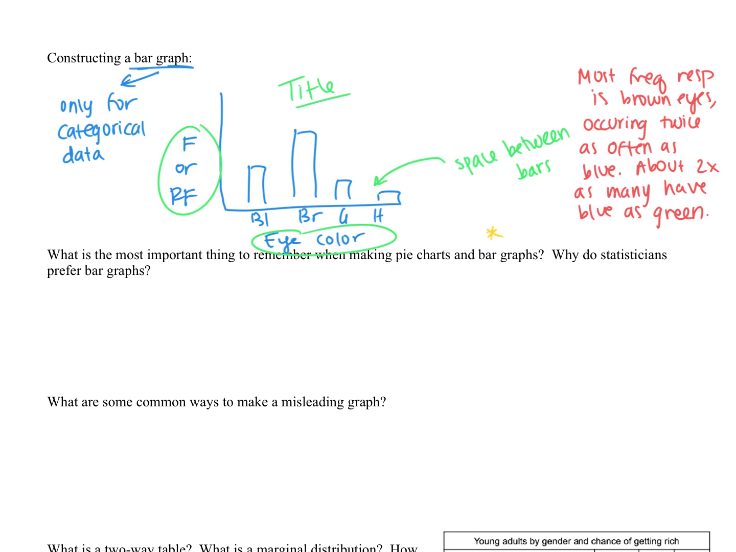You need to make sure from your response it is clear who the individuals are and what your variable is. So like I need to know that we're looking at eye color. You don't need to say it in every single sentence, but as long as somewhere in your response you have eye color, that is sufficient.